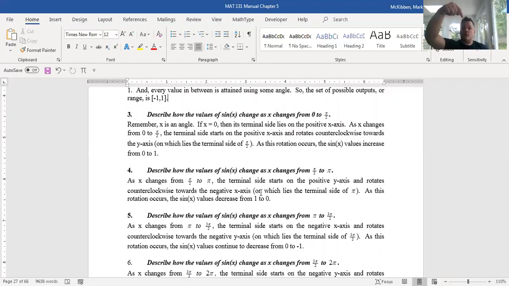If you continue from pi to 3 pi over 2, right, that y value starts at 0 and ends at -1. It gradually, at the same speed, decreases towards -1. And then once you're at 3 pi over 2, as you go up to 2 pi, now the y values start to increase from -1 back up to 0, right? And so you get this shape that looks kind of like a wave from 0 to 2 pi.